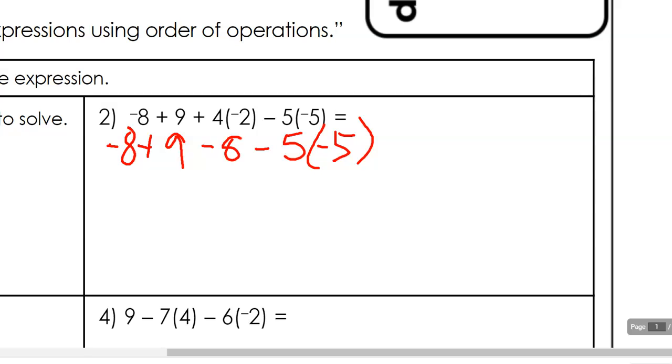Next we're going to multiply again. Do you see right here? There's multiplication here, so we're going to do that. When you multiply -5 times a -5, that's going to be a +25. So we're going to put plus 25 here, and bring everything else down. Got -8 here.